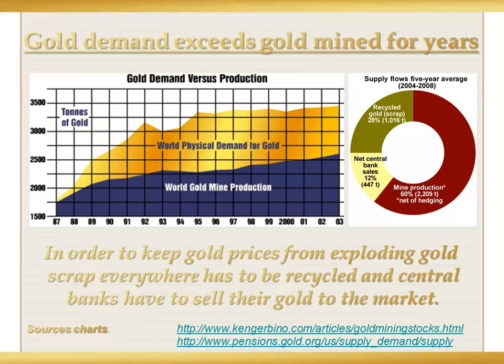It shows the amount of gold mined each year relative to the market demand for gold each year. As you can see, for years now there is less gold mined than there is demand in the market for extra gold. The question is, where does all this extra gold come from? The answer, according to the World Gold Council, is recycled scrap gold and supply by central banks.